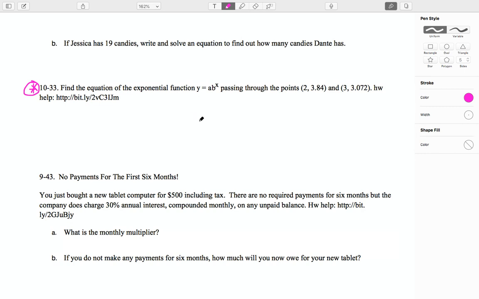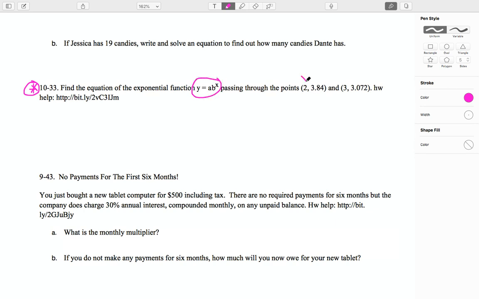Anyways, find the equation of an exponential function, y equals a times b to the x power, passing through the following points: (2, 3.84), that ordered pair, and (3, 3.072), that ordered pair. Got a little homework help here, but we're not going to bother with that because you're talking to good old Mr. Fortin right here.